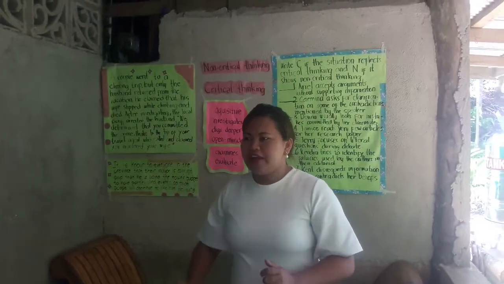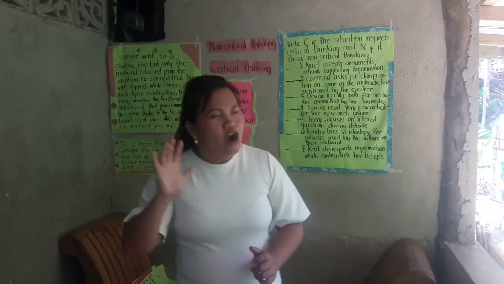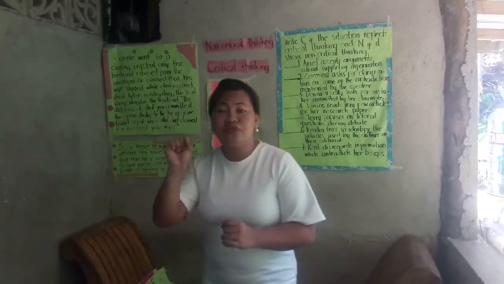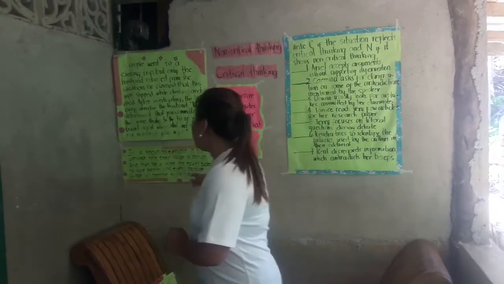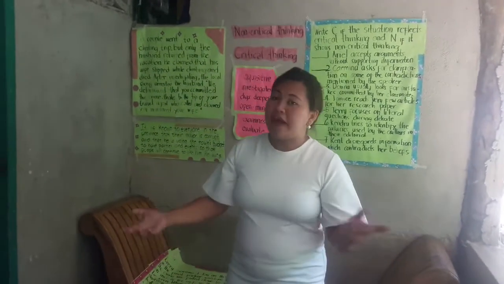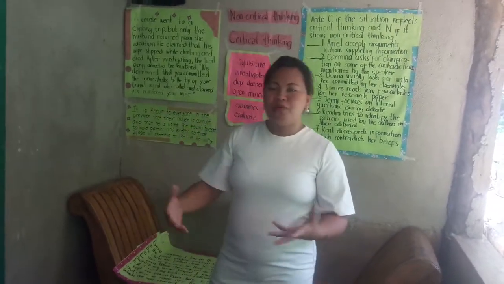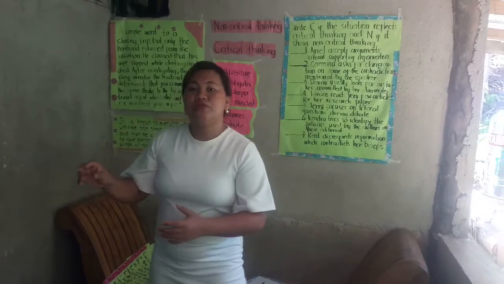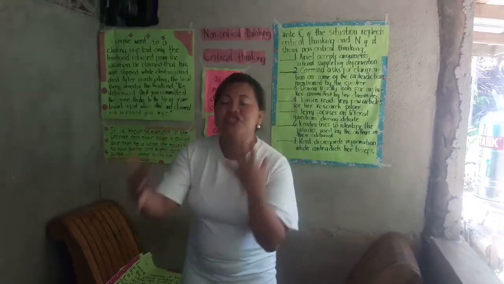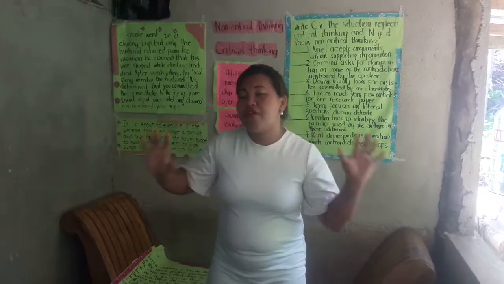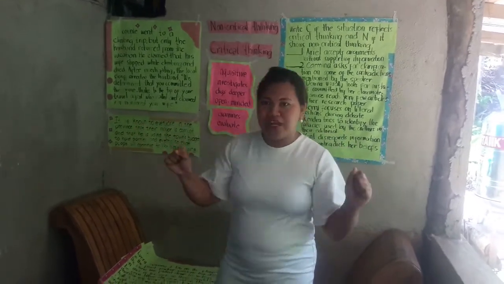Group 3, let me hear your sharing. Okay, very good. The non-critical thinkers will just vote for the mayor in the next election despite knowing that he is corrupt, due to their personal interest. This mayor is powerful, we will vote for him because we need him. Because we have personal interest, without thinking of the welfare of everybody in the community.